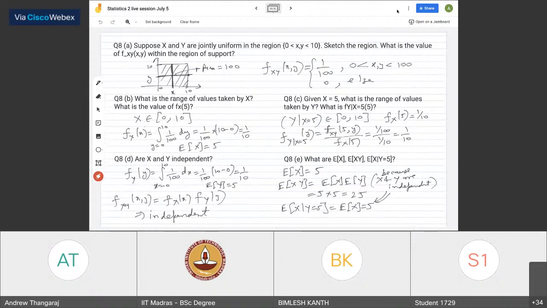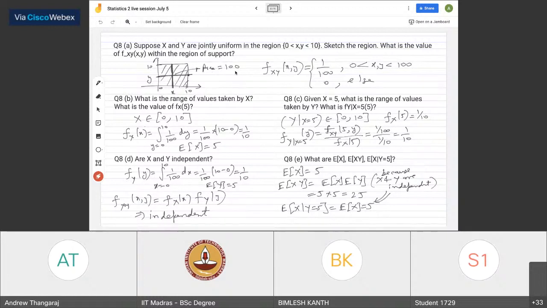Okay, so this is the sketch. You have the region, you can draw it. You should always draw an XY plot. Any two variable problem, I always draw the XY plot. It gives me some clarity. I look at the range of X, it goes from 0 to 10. Range of Y, it goes from 0 to 10. I mark out the whole area. And this area is equal to 100.